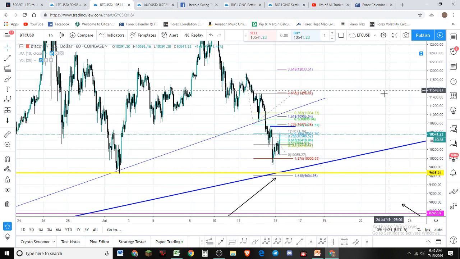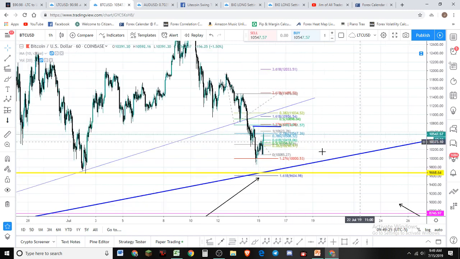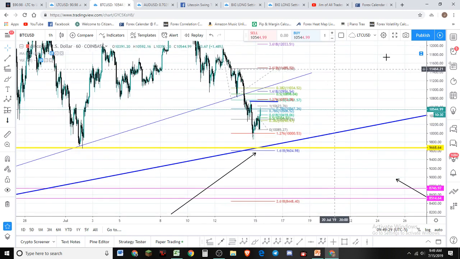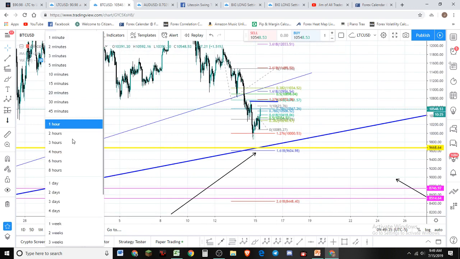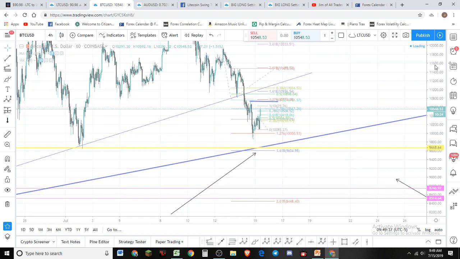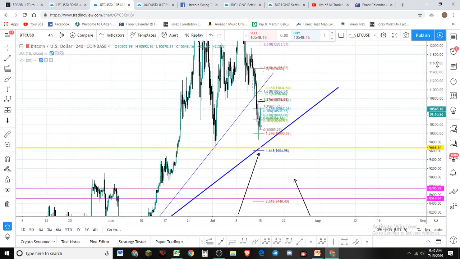That's a likelihood, but we'll have to wait and see if that happens. This may be our four wave, like I said. But anyway, that doesn't negate my $9,000 target still in play. 9,000 is still in play. Want you to know that. All right, let's zoom out and say, what else could be happening in BTC?